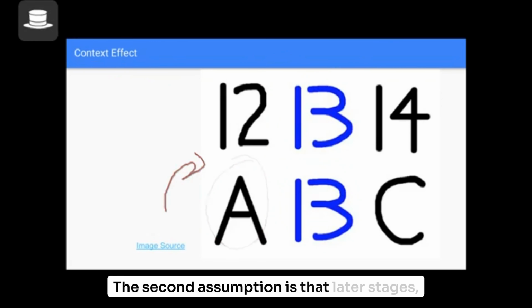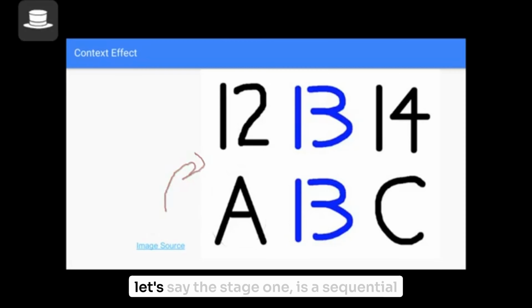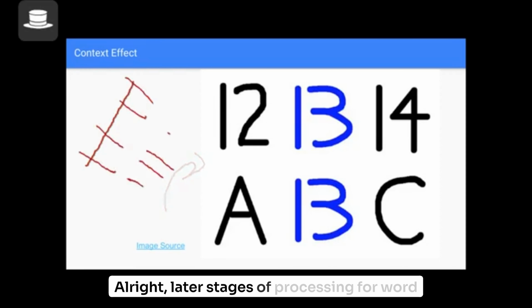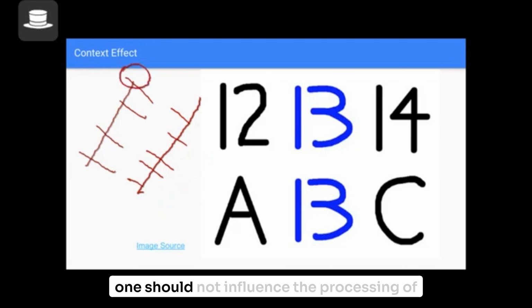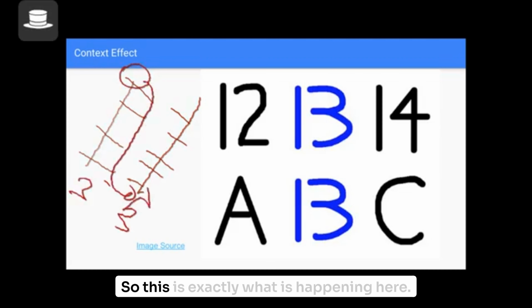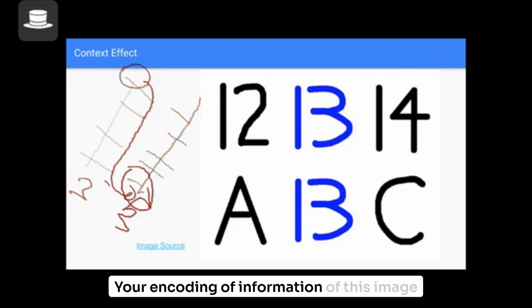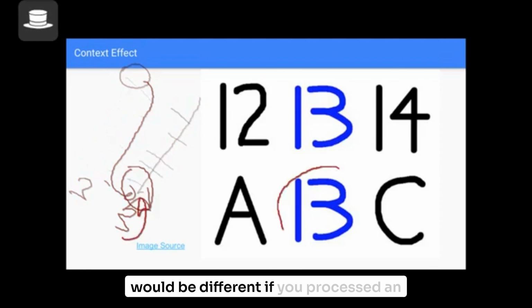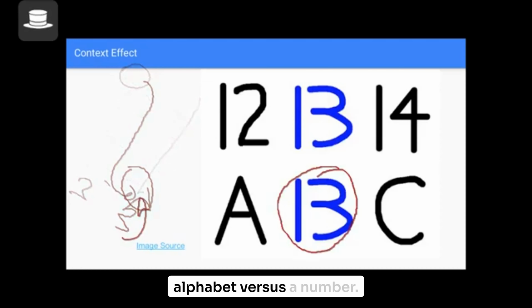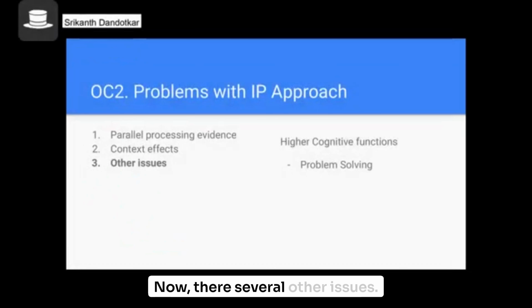The second assumption is that the stages are sequential, right? Later stages of processing for word one should not influence the processing of the second word. But this is exactly what is happening here. Your encoding of information from this image would be different depending on whether you processed an alphabet or a number. Now, there are several other issues.